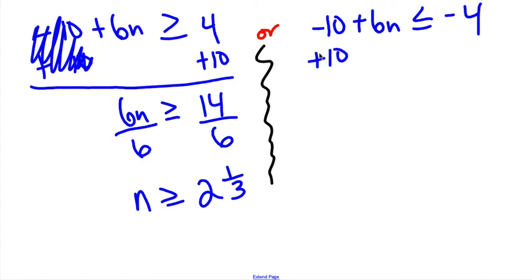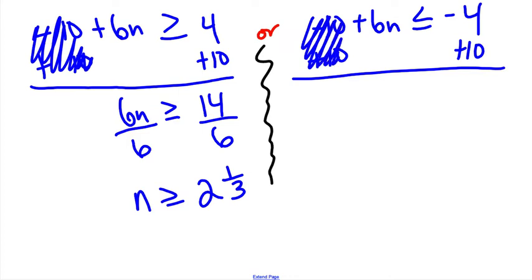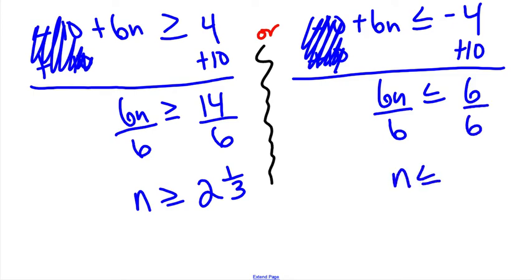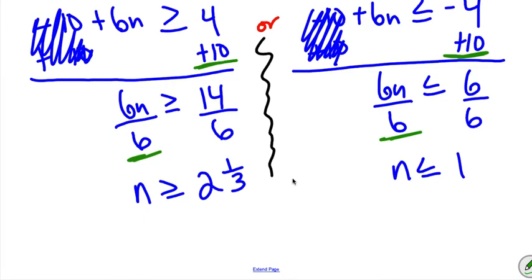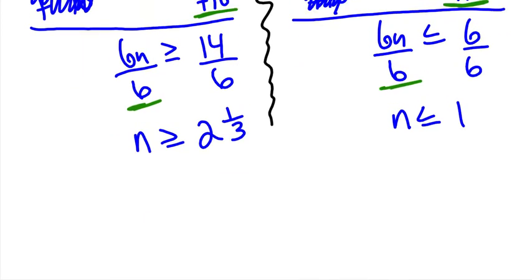Alright, other inequality, let's solve this one. We're going to do the same steps. Add 10. Negative 10 plus 10 is 0. Bring down the 6n is less than or equal to negative 4 plus 10, which is 6. Divide both sides by 6, and we get n is less than or equal to 1. Another thing I want to point out is that we did the same thing in both: first we added 10, then we divided by 6. So your absolute value inequalities should look almost identical when you're solving them.